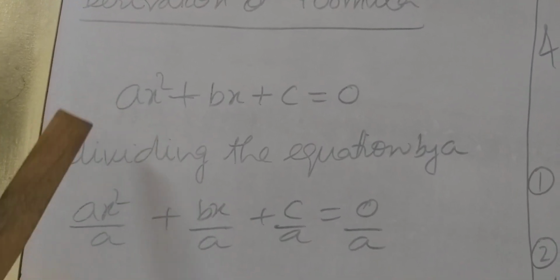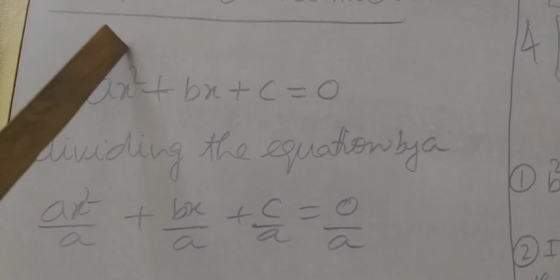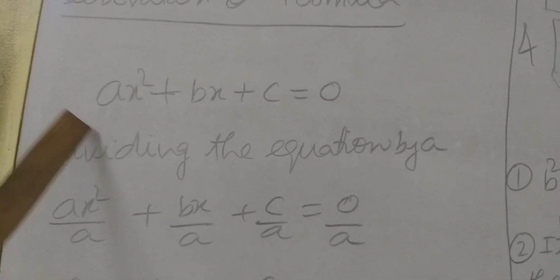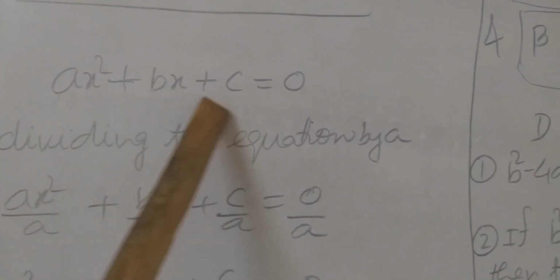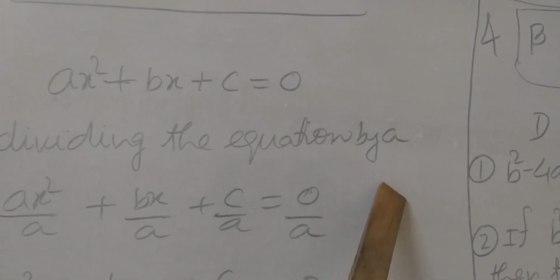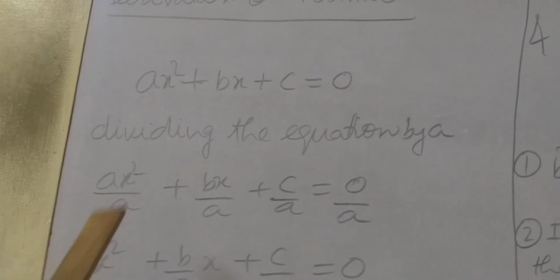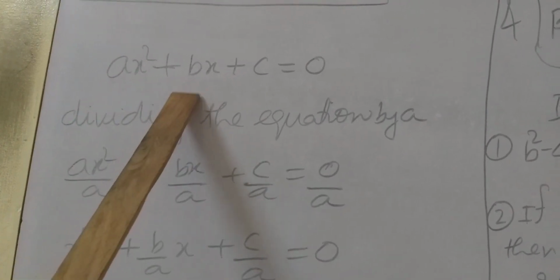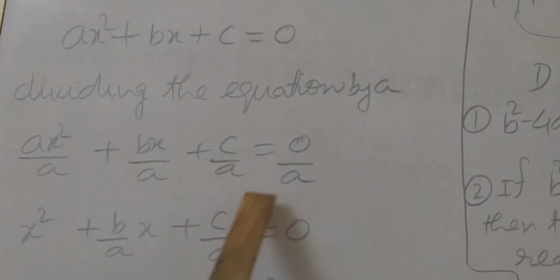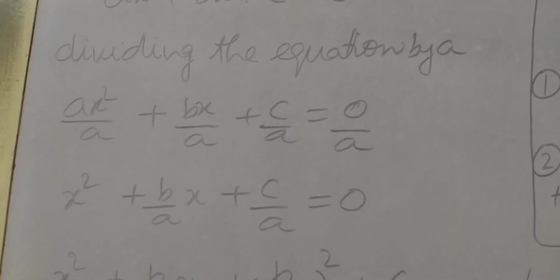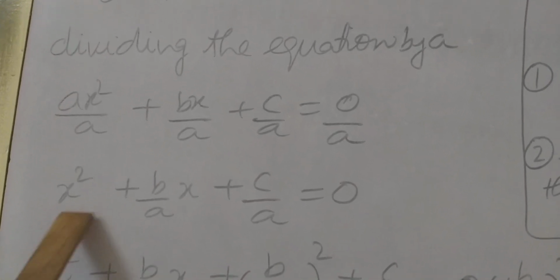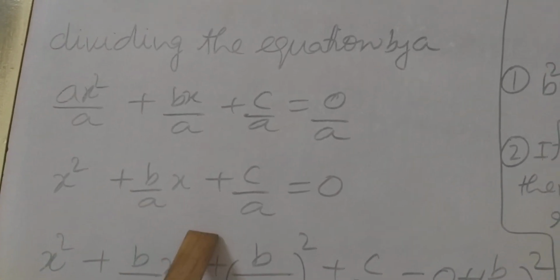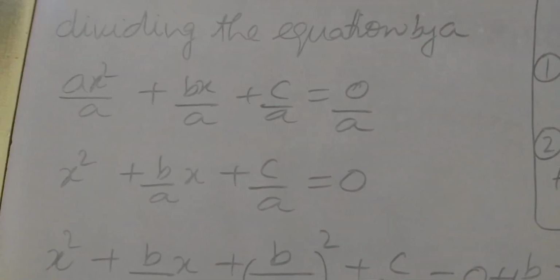You know, the coefficient of x square should be 1. That's why first of all the equation is divided by a. So dividing the equation by a, ax square upon a plus bx upon a plus c upon a equal to 0 upon a. So x square plus b upon a x plus c upon a equal to 0.